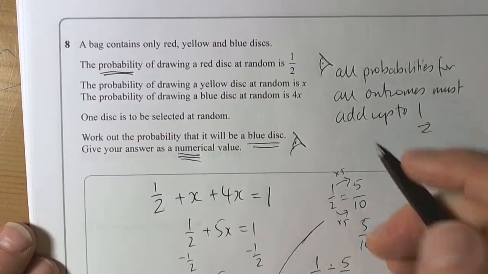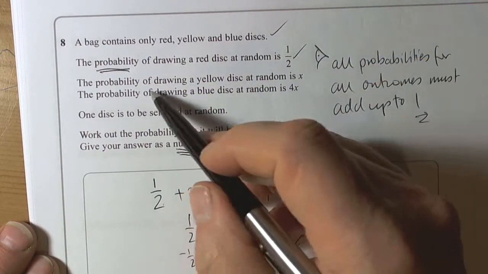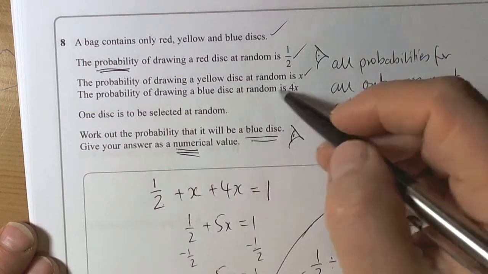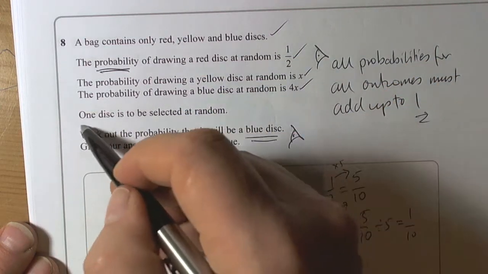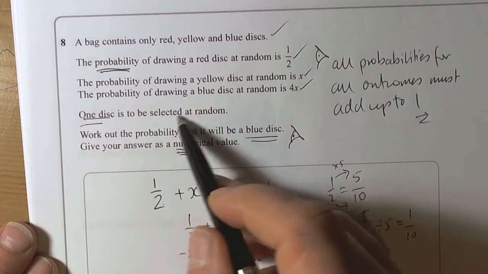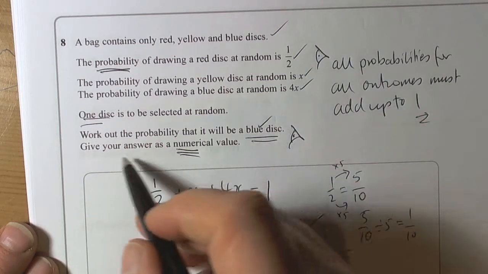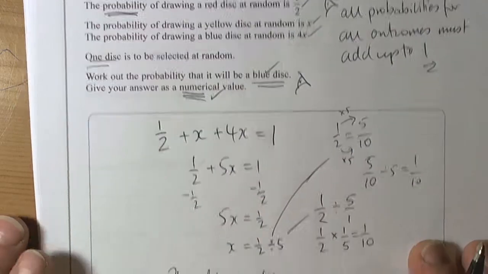So again, just go through and make sure that we've used all the information. So we've recognised that, we've done that. The probability of drawing that, yeah, we've included that. The probability of doing that, yeah. One disc, so we've recognised we're choosing one disc at a time. So everything's mutually exclusive. Work out the probability that it will be a blue disc, yeah, we've dealt with that. And give your answer as a number, yeah, we've done that.